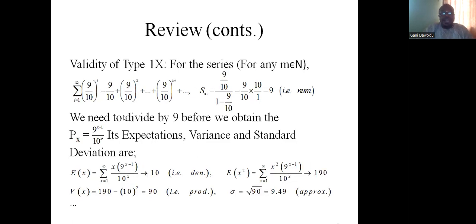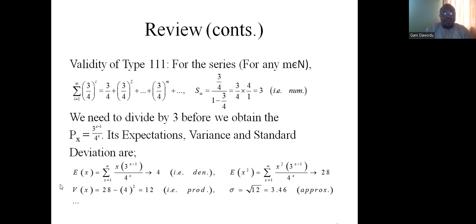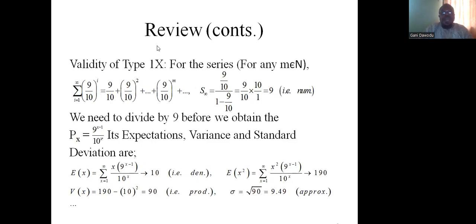Now we continue in that fashion. We continue like that until we come to type 9. You will be saying that the sum to infinity will be equal to the numerator. The expectation will converge to the denominator. And then the variance will converge to the product of the numerator and the denominator. And then the standard deviation will be the square root of the variance, as usual.